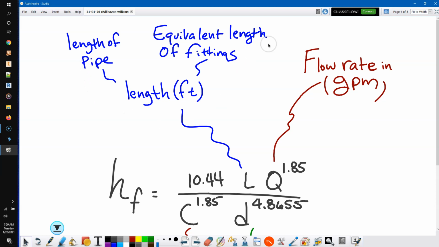Then you also have to find the equivalent length of the fittings, and this is a table. You work this kind of like a budget. How many fittings you have, how many feet you add for each fitting. Then you multiply those two numbers together and you get a total for each type of fitting.